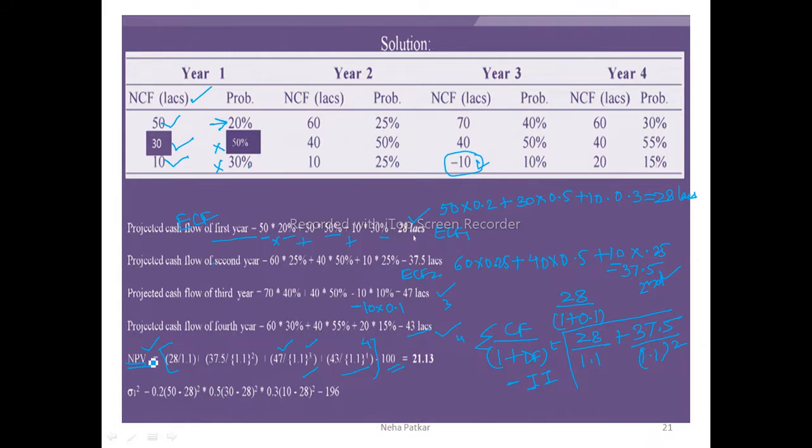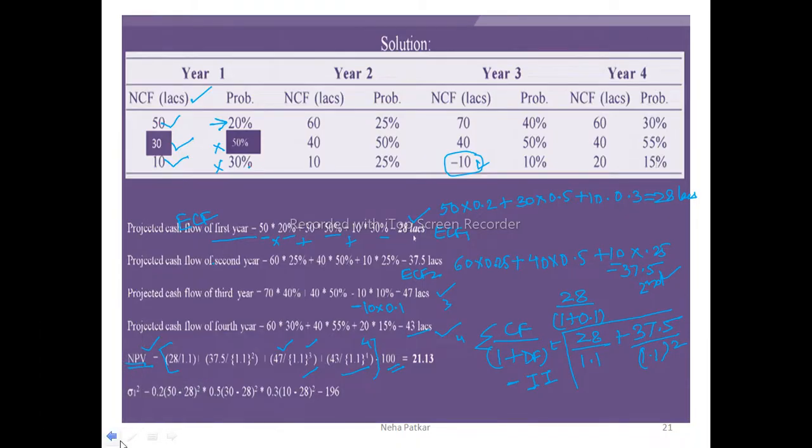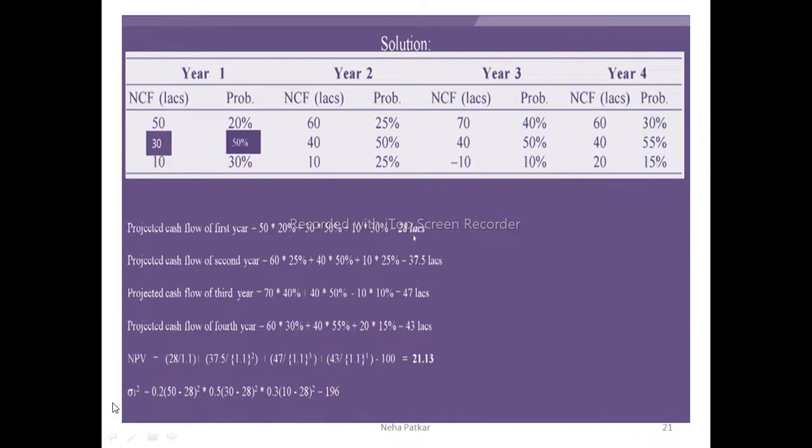Now the next step is that we have to calculate the standard deviation, and we all know that for uncorrelated cash flow, we use sigma square, as sigma square gives the measure of dispersion. So here sigma square is written.